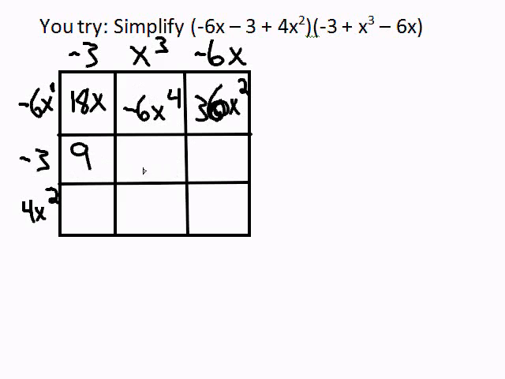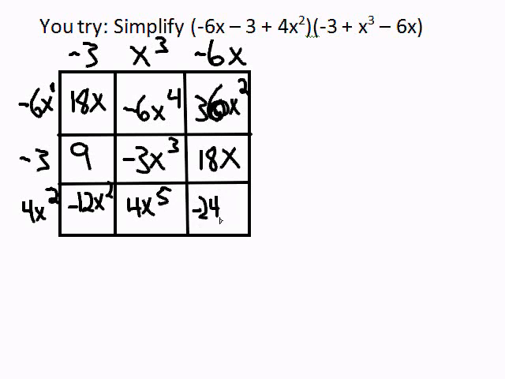Negative 3 times x to the third is negative 3x to the third. Negative 3 times negative 6x is positive 18x. 4x squared times negative 3 is negative 12x squared. 4x squared times x to the third gives us 4x to the fifth. And finally, 4x squared times negative 6x gives us negative 24x to the third.